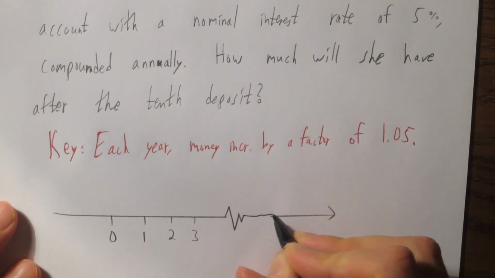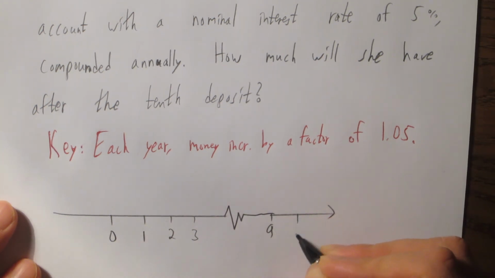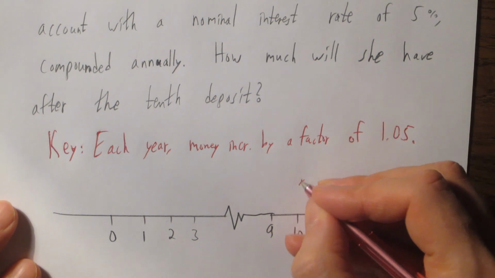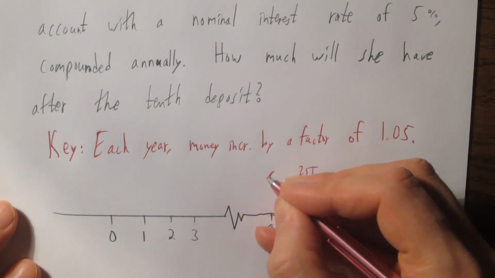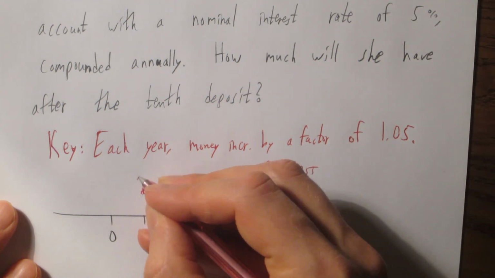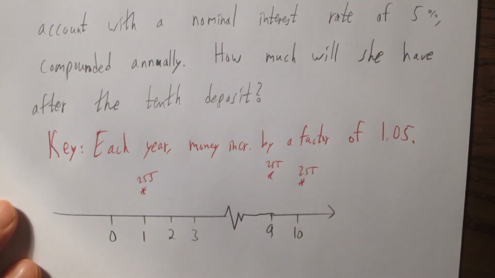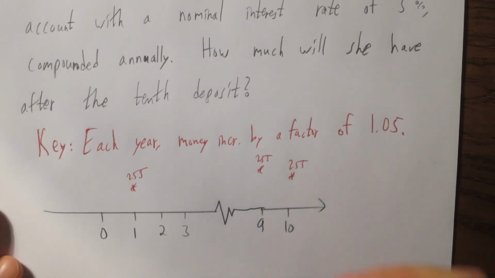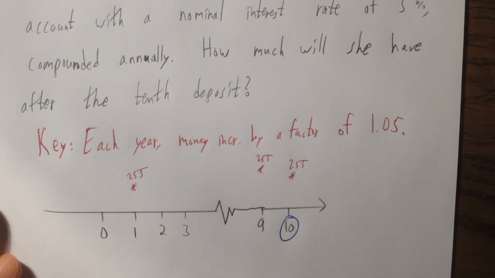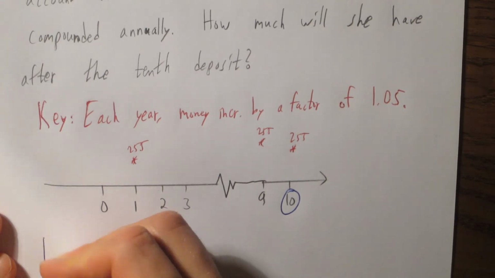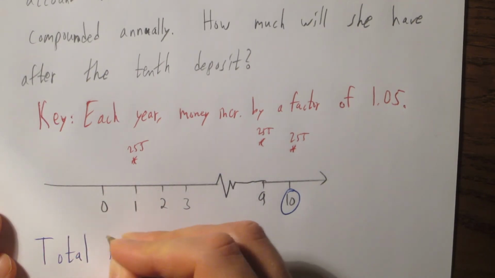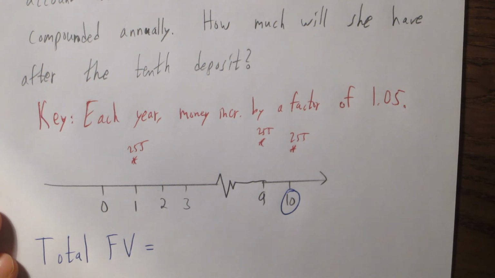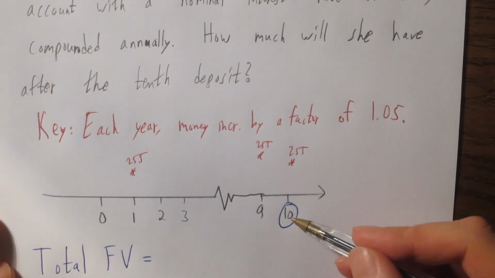And in total she makes 10 deposits. Each deposit is of $255. The first one is done after the first year. Now we want to find how much money she has after the 10th year. Let's just say here, so we make 10 our focal time, our time of focus. So really what we want to do is to find the total future value of these 10 deposits. That's to say their value at this point in time.